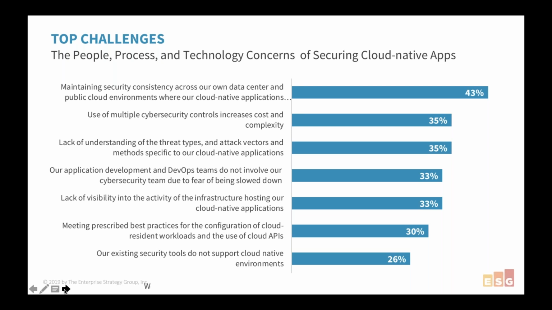If we start on the process side of things, the first one is really consistent with that notion that containerized applications, cloud native applications, will be deployed across hybrid multi-clouds. Therefore, the first challenge process-wise was maintaining security consistency across one's own data center and public cloud environments where cloud-native applications are deployed. So, I want a consistent security policy, location agnostic, right?